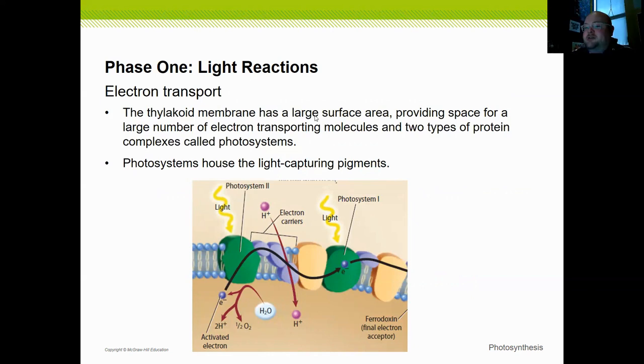And then we have the electron transport chain. So during this light reaction, electrons are transported. So the thylakoid membrane has a large surface area, like in terms of the size of a cell, it's pretty big. It provides space for a large number of electron transport molecules, and then 2 types of protein complexes that we call photosystems. And these little photosystems house the light capturing pigments. So basically, these are the areas that capture the light. A photosystem is where the light is captured during photosynthesis.